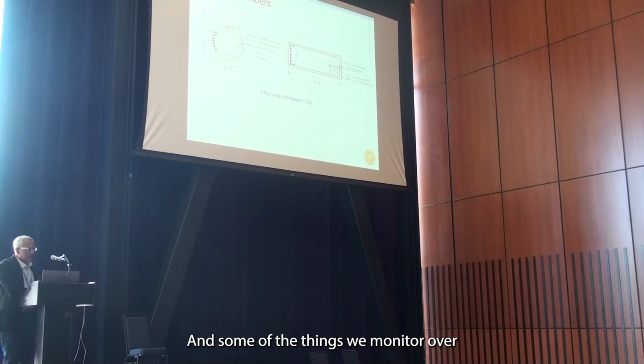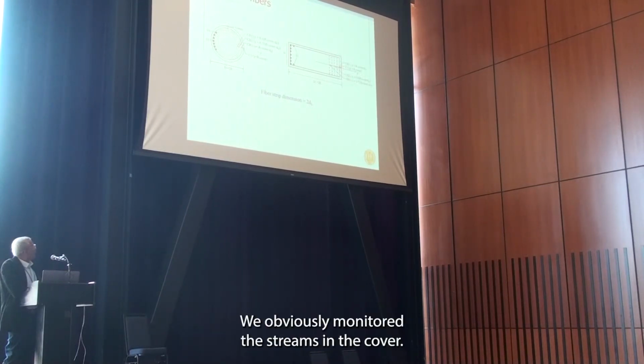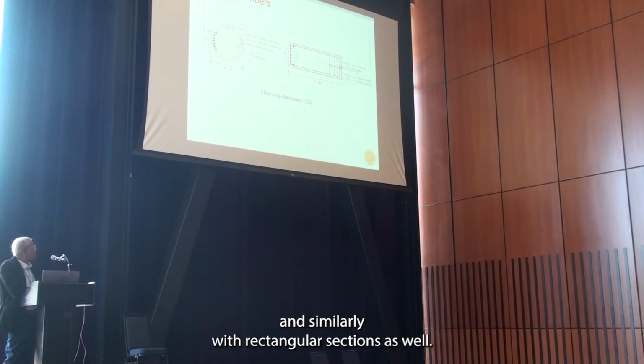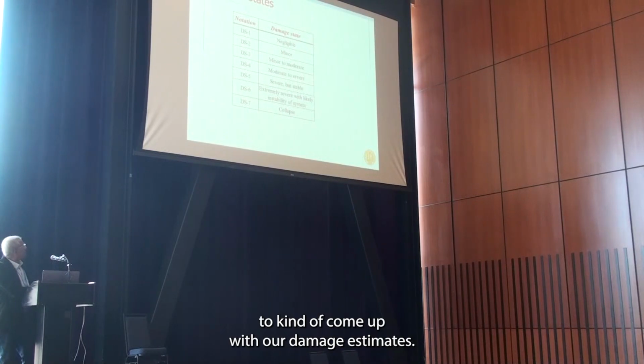And some of the things we monitored, these are for the circular sections and these are for the rectangular sections. We obviously monitored the strains in the cover. We also monitored the strains in the core at different regions. And again, these are some details, and similarly with the rectangular sections as well. So this provided us the basis. So we essentially were using strain measurements in our fiber models to come up with our damage estimates.